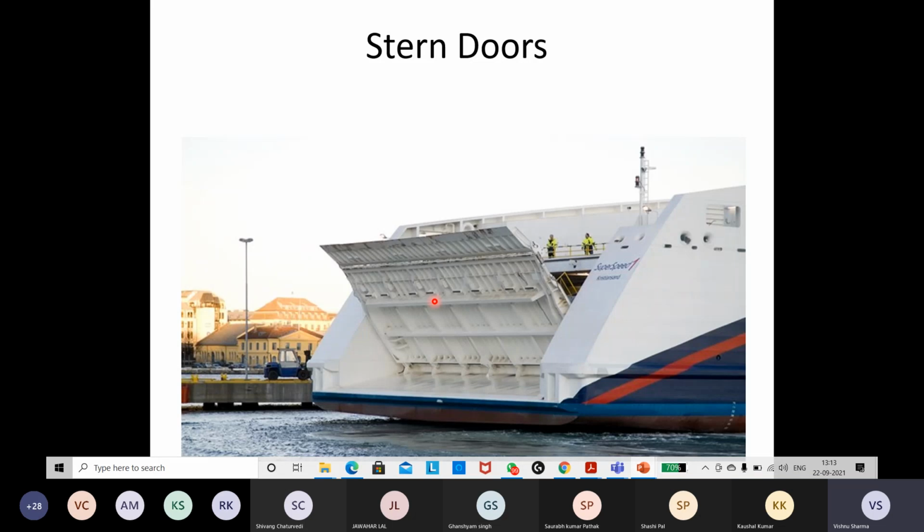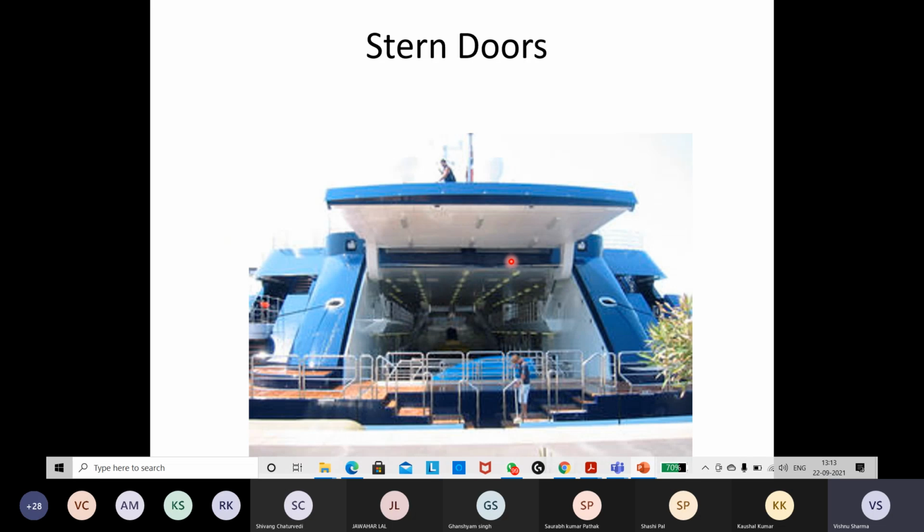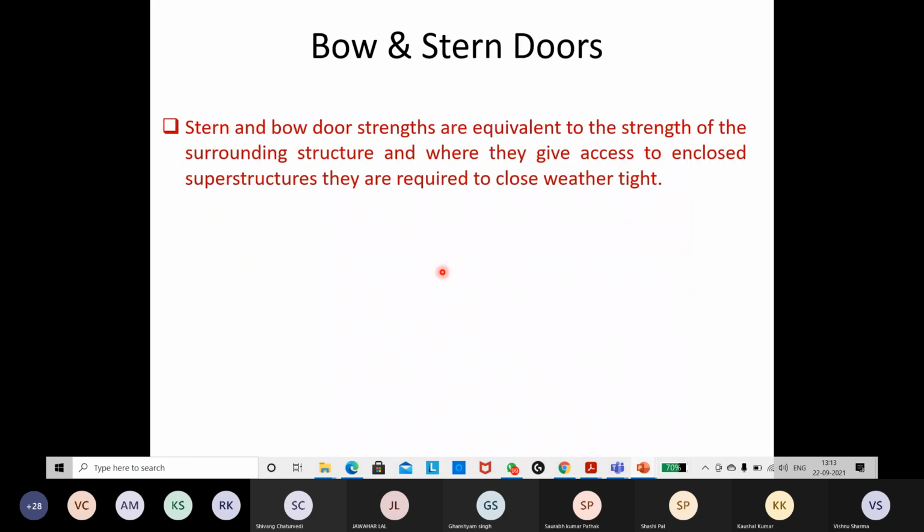This is which type? This is obviously hinged down. In this, the hinges are down and this will open downwards. So this is the hinged down type. You may also have ships with stern doors with hinge up. Here is a case of a hinged up watertight door at the stern. Stern and bow door strengths are equivalent to the strength of the surrounding structure, and where they give access to an enclosed superstructure, they are required to close weathertight.